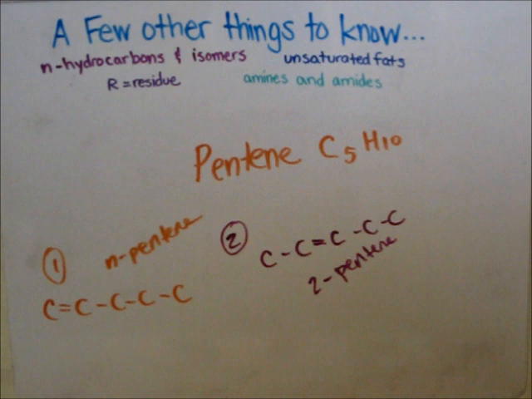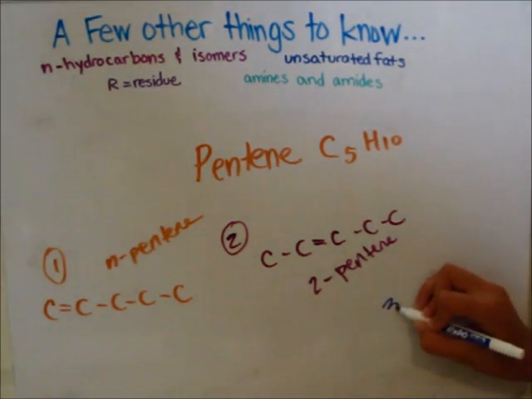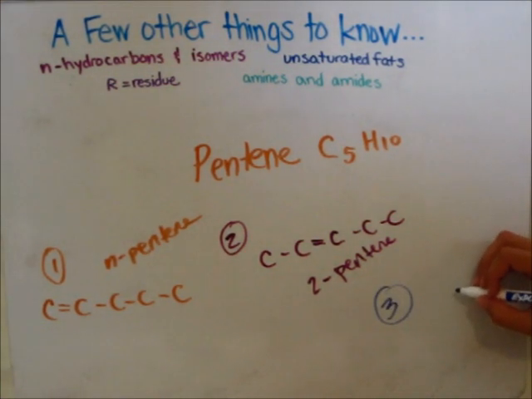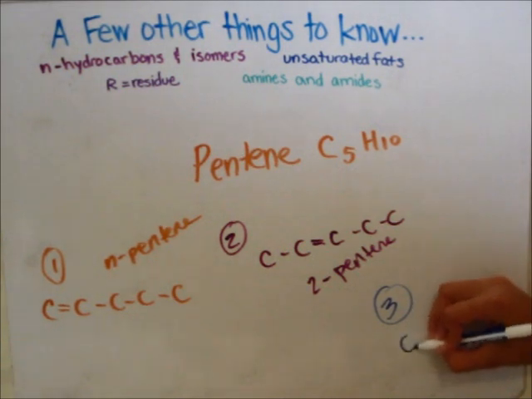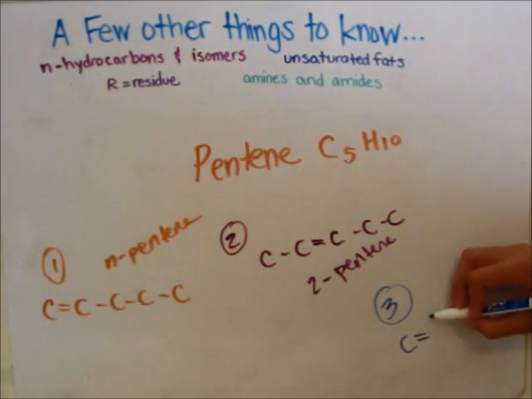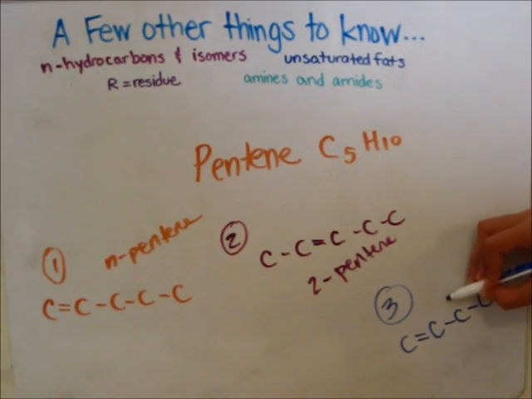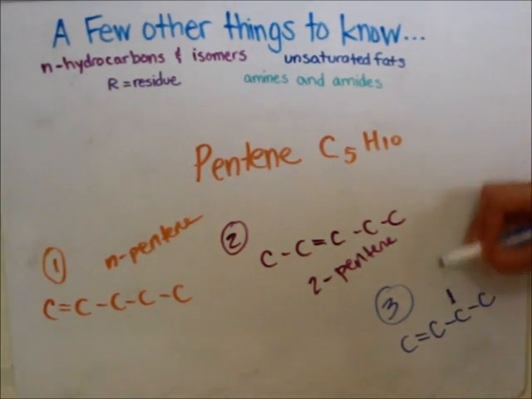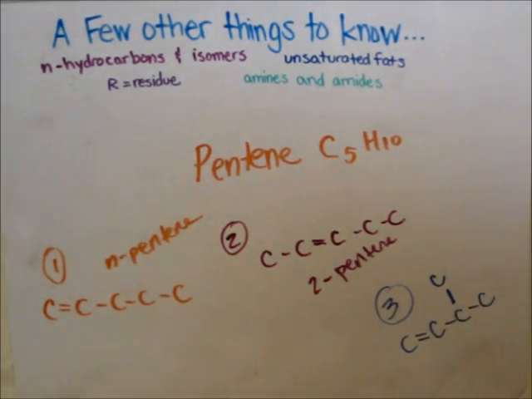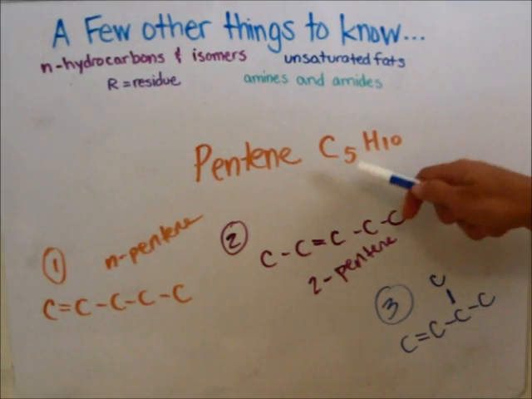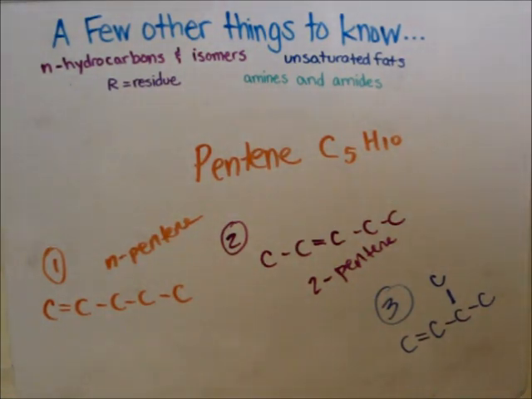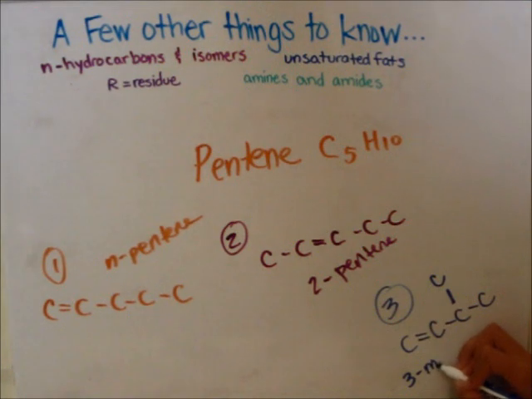What's another thing we could do? How about we could draw it like this, where there's double bond on the first thing. And we could do a carbon like that, and that would be an isomer of C5H10, and it would be called 3-methylpentene.